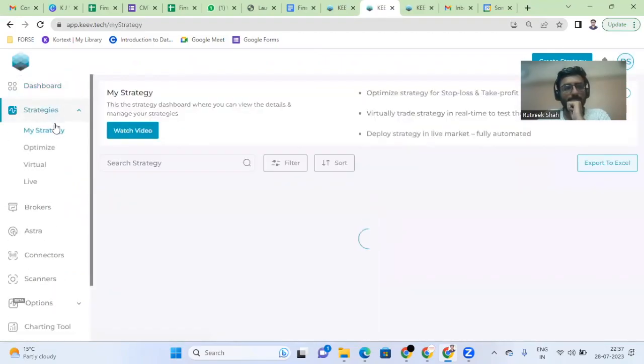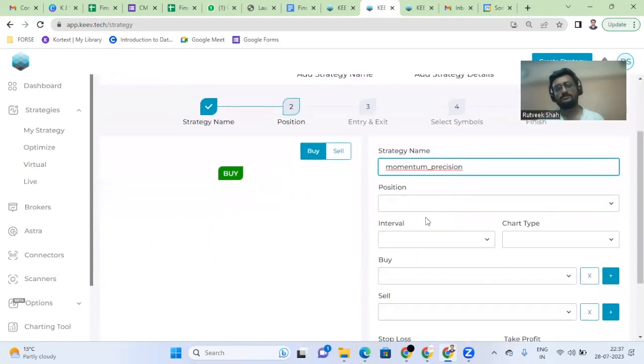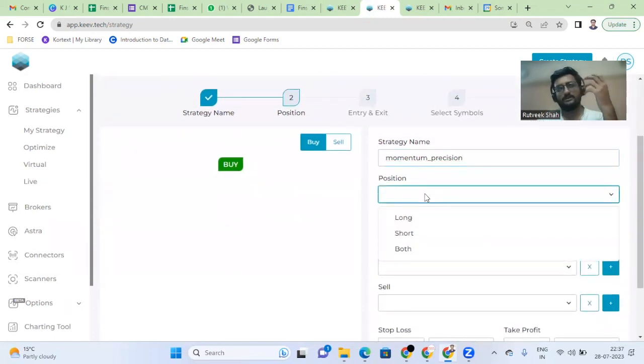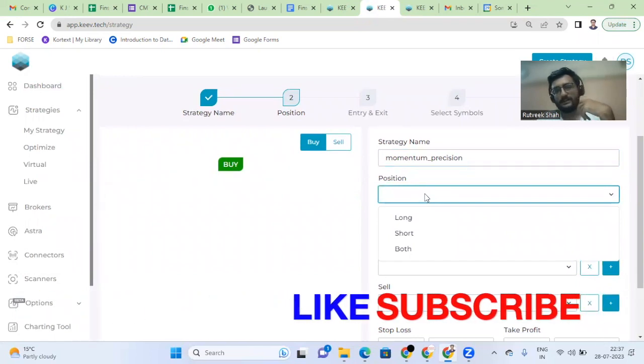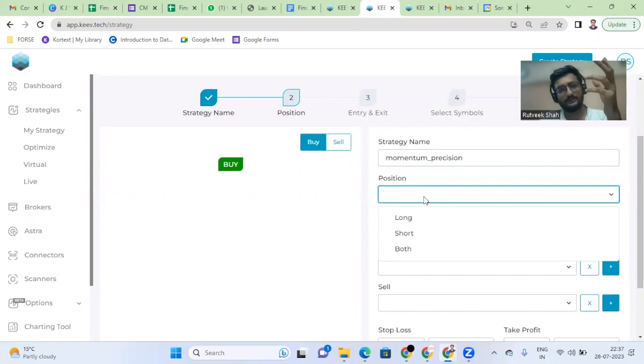So we'll go to the key page. We'll click on my strategy. We'll click on create strategy and let's name it momentum precision. So this is a pure momentum directional based strategy that we are seeing. And the idea behind it is to try to capture directional moves that are happening in stocks specifically, and how to exploit that with the power of KEEV and additionally with options.